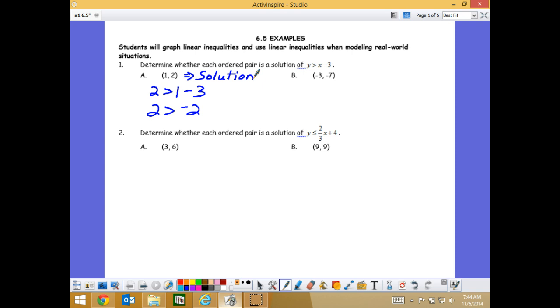Doing the same thing for b, we will substitute negative 7 in for y. That is the y coordinate, and is that greater than negative 3 minus 3? So, simplifying the right side, is negative 7 greater than negative 6? The answer is no. Negative 7 is actually less than negative 6. So that means that the point negative 3, negative 7 is not a solution.